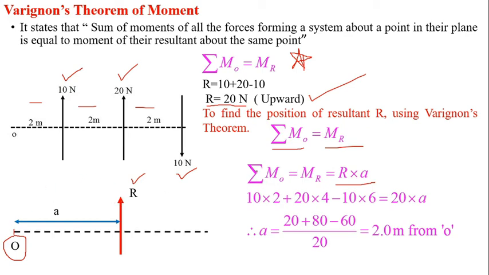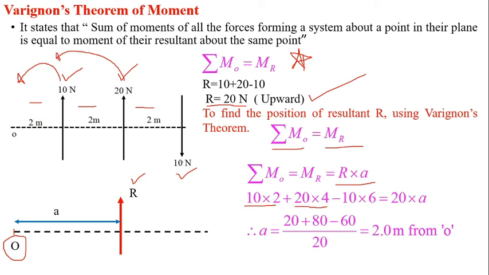So here, summation of moments about point O is equal to R into A. Let us consider the left hand side. Sum of moments of all these forces about point O: I am taking the moment of the first force, 10 into 2, anti-clockwise. Moment of the second force about point O, force into distance, 20 into 4, distance is 2 plus 2, 4, anti-clockwise, anti-clockwise positive.